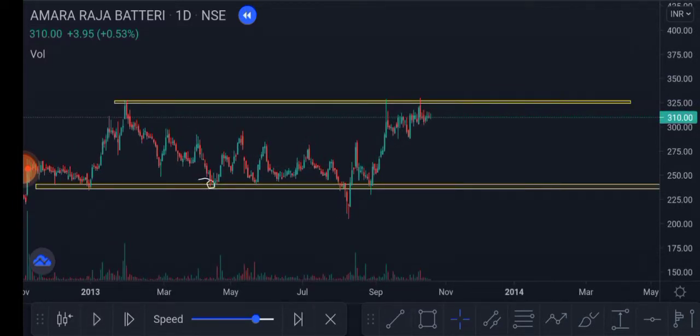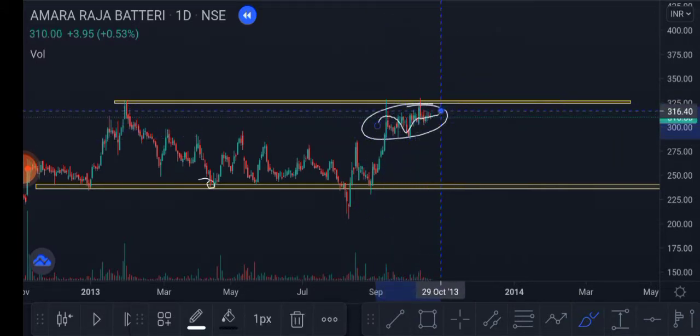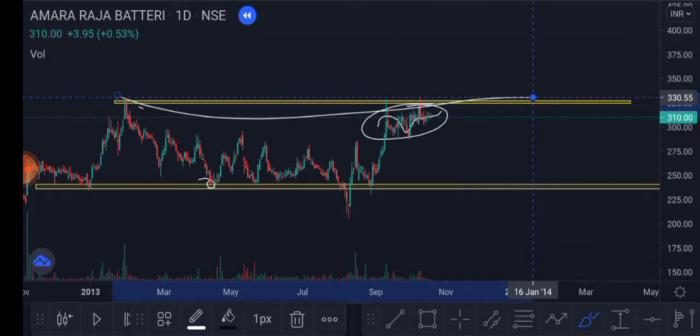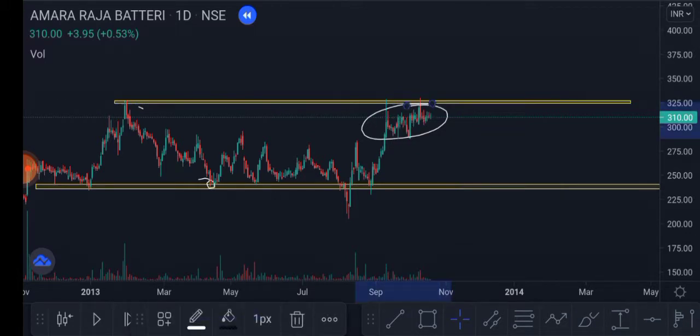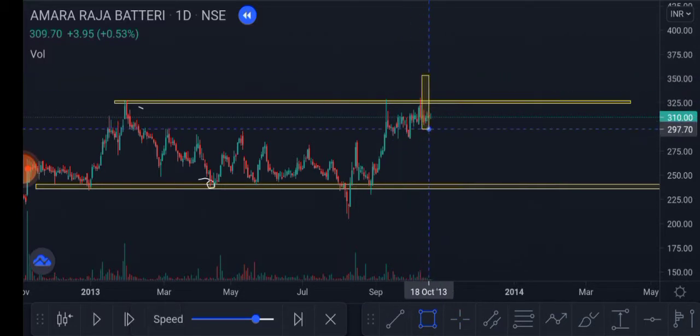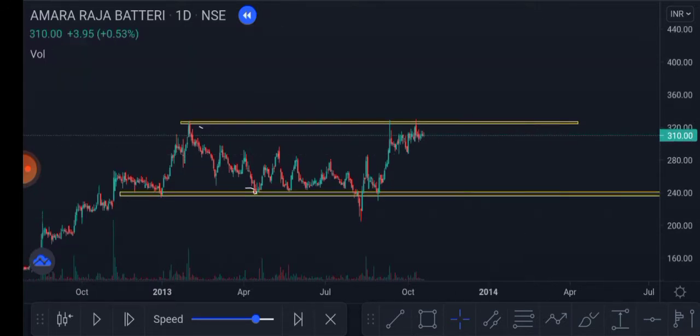What we can see is Amara Raja Batteries is forming a consolidation near the all-time high, and it is acting as resistance. This area is acting as resistance. Our plan is, whenever this resistance area is taken out with a big candle, we may go long. We'll buy the stock there and keep our stop loss below this area. We'll buy the share if and only if Amara Raja Batteries takes out the recent high, or else we'll buy the stock near the support zone.